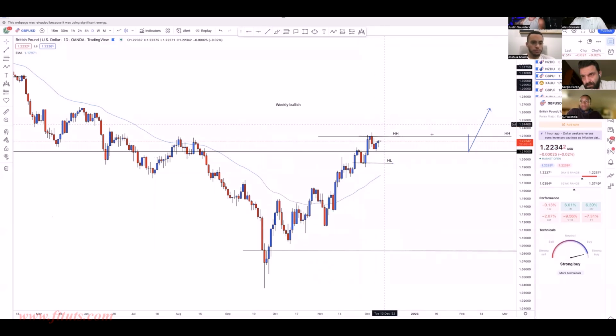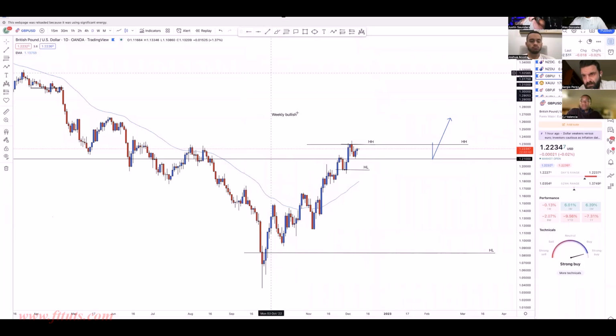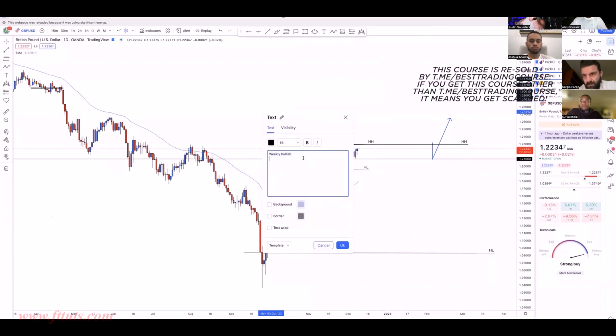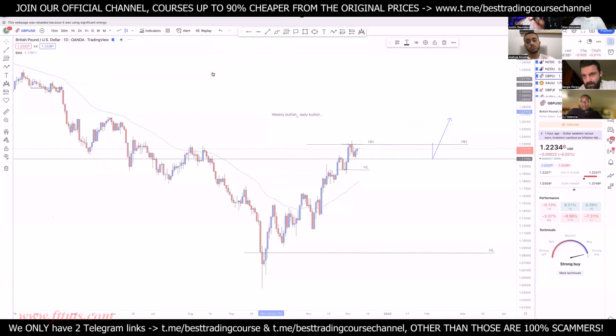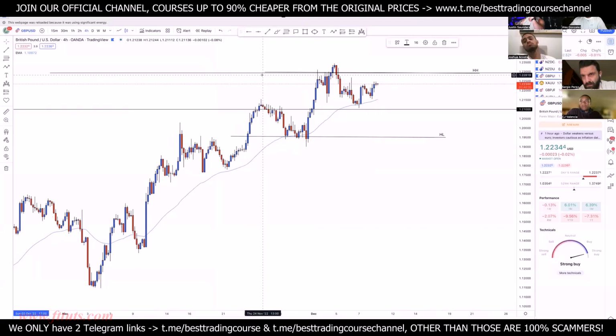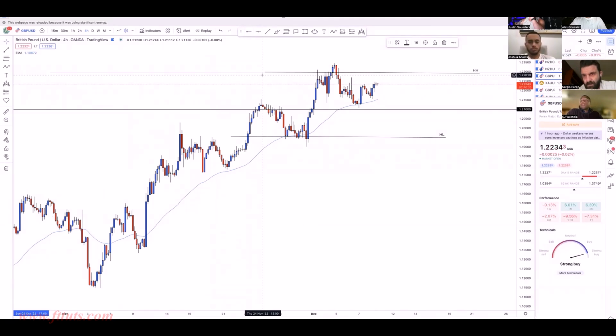Again, ideally, you would just want to make this visible on the weekly, so when you go down, it doesn't get messed up. But I'm going to leave it now so you guys understand, right? So before we look for area of interest, we've got to understand what we are doing. Daily's bullish. And now is the 4-hour bullish or bearish?